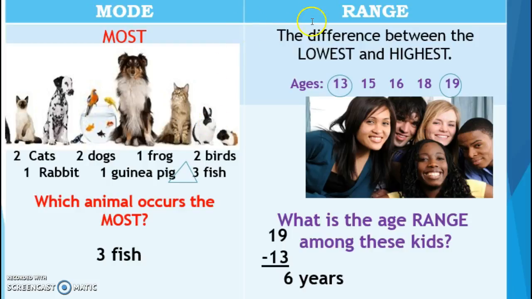For range, let's look over here. The difference between the lowest and highest number. Whenever you see difference in any kind of word problem, you're going to use subtraction. So if I look at the students in this picture and I list their ages, we've got one student age 13, another 15, 16, 18, and 19. In order to find the difference in their age range, I need to take the highest number of 19 and subtract the lowest number of their ages, which is 13. And then I subtract my ones column. 9 minus 3 gives me 6. And 1 minus 1 is 0. So the age range is 6 years.